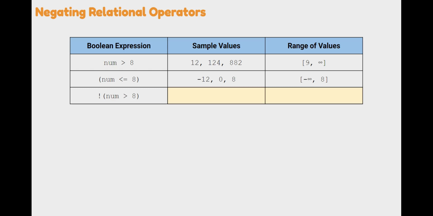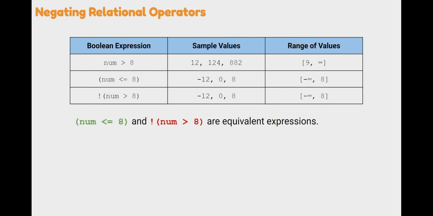One last Boolean expression to look at. We have not, and then our parentheses, num greater than 8. What values can we plug in for num to have that Boolean expression evaluate to true? Well, we could use -12, 0, or 8. If we plugged in -12 for num, we are asking if -12 is greater than 8. That would be false, and then not false is true. So we are looking for numbers that are not greater than 8. Therefore, our range of values is negative infinity to positive 8.